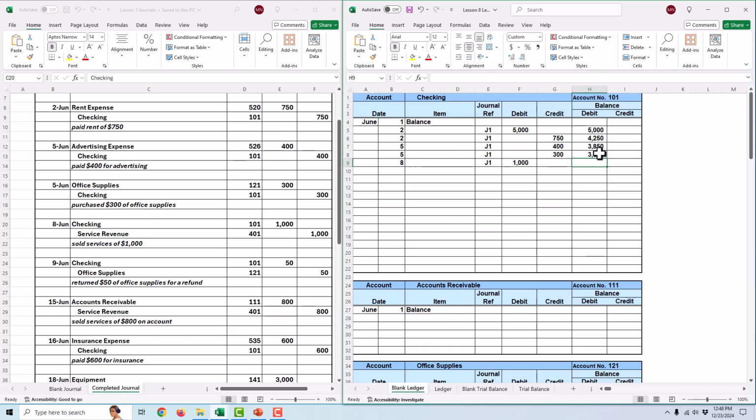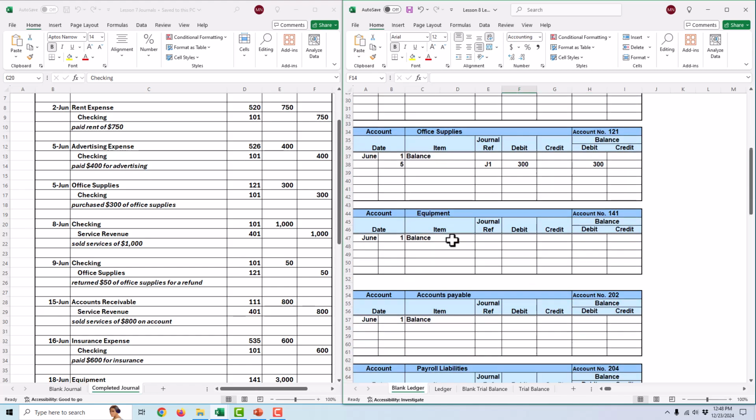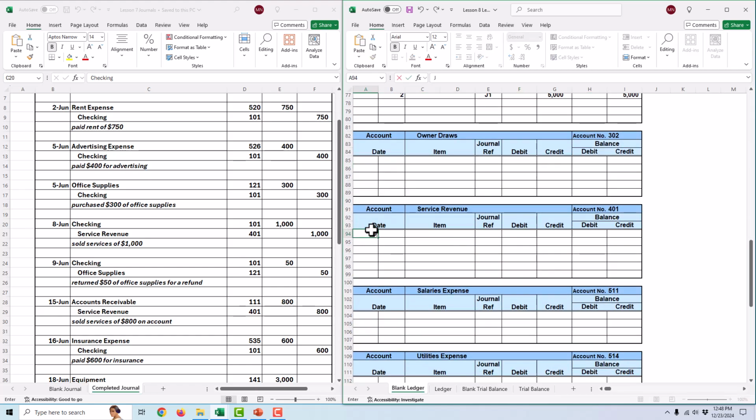So if we have two debits, we have a $35.50 debit, and then we just added another debit of $1,000. Two debits add together, so that would be $45.50 as the ending or current balance in checking. And then we would find service revenue, put in the date. The journal reference on all of these is J1 because I didn't have separate page numbers. The transaction itself was a $1,000 credit to revenue, and that would also be the ending balance or running balance since there were no other revenue transactions yet.